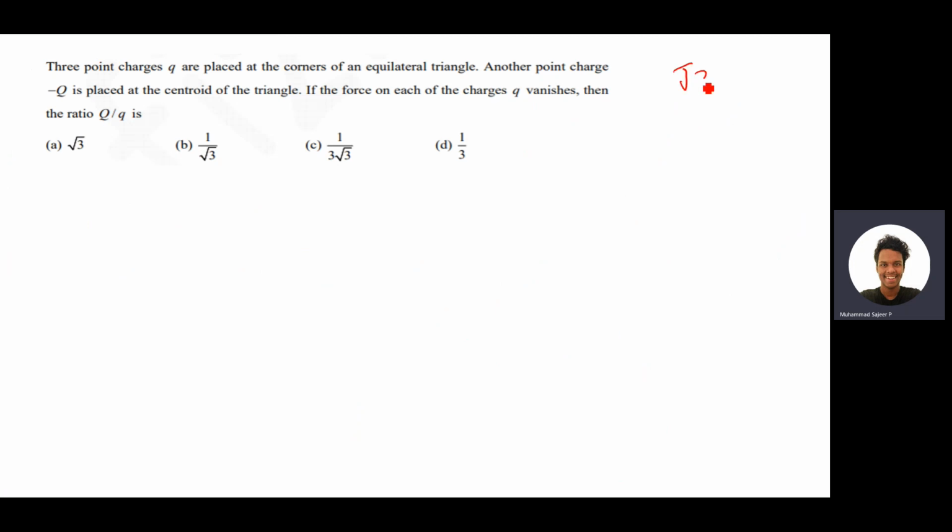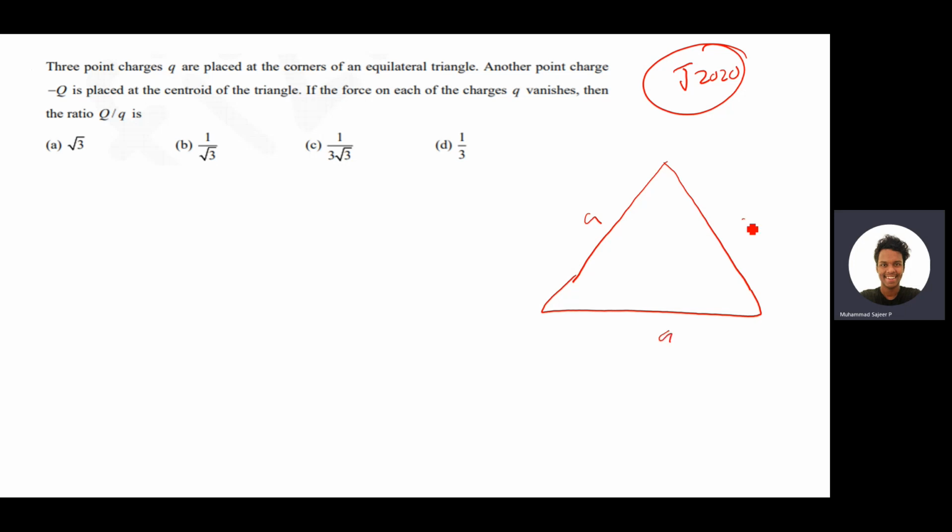This was also asked in June 2020. This is from electrostatics. Whenever you get a problem, try to draw a figure so you can easily look into it later. For example, here you have 3-point charges Q placed at the corners of an equilateral triangle. Equilateral triangle means all the sides have equal length. For example, if its side length is A, I will make a bigger picture like this. Each side should be A.